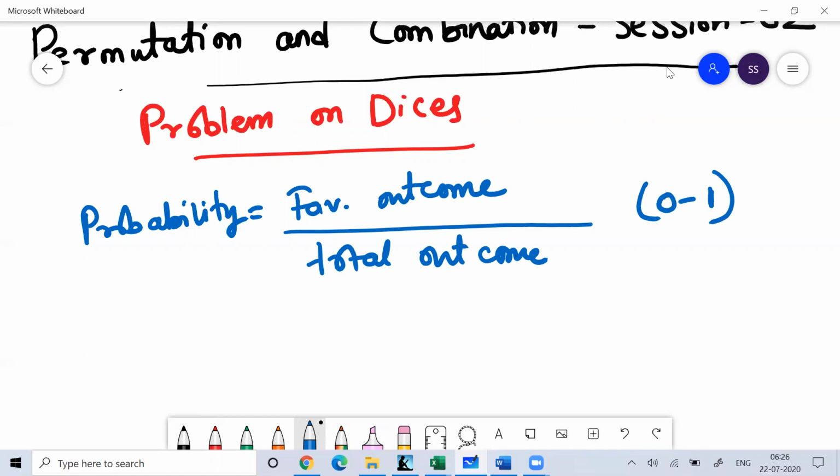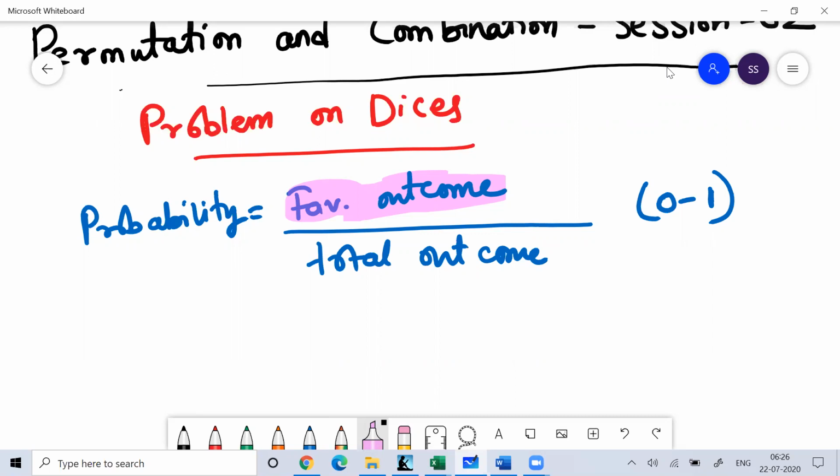So what we are calculating in permutation and combination will be helpful for determining the favorable cases when we work on the concept of probability. This is the determination of the numerator of your probability, which is your favorable outcome, and that is actually what we are calculating in permutation and combination.